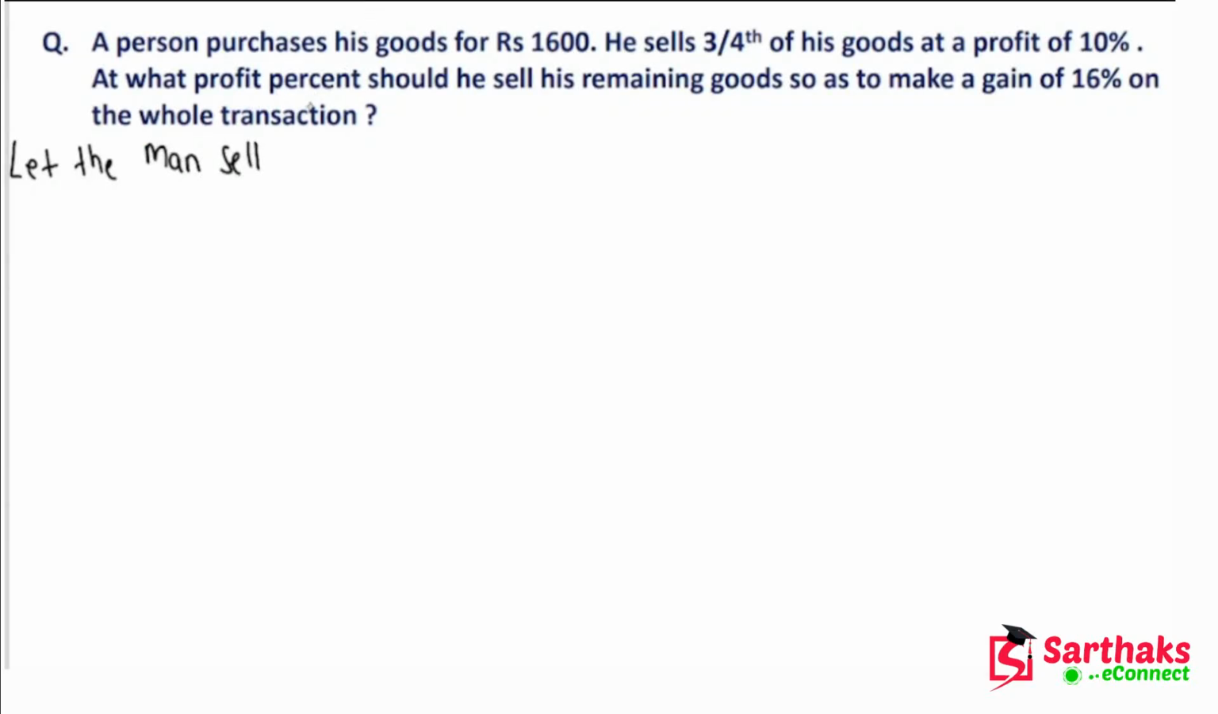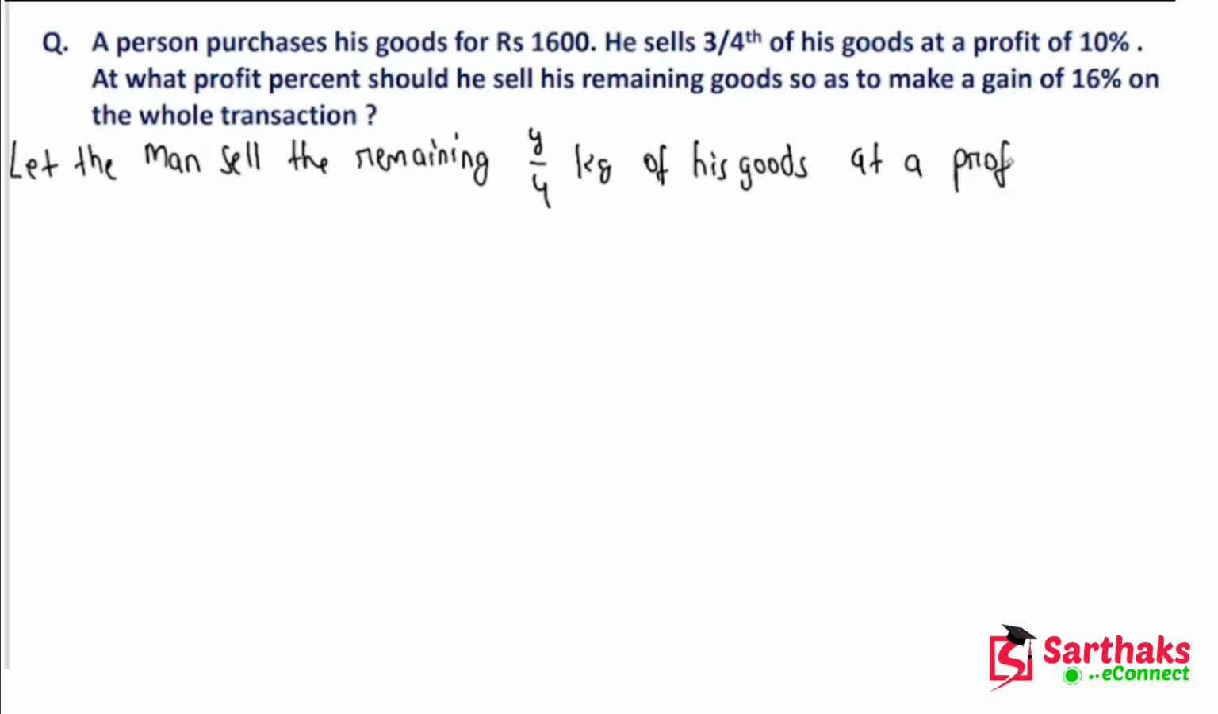let the man sell the remaining y by 4 kg of his goods at a profit of X%, right? So he has to mark X because we do not know how many percentage we have to take to make the whole transaction go to 16%.